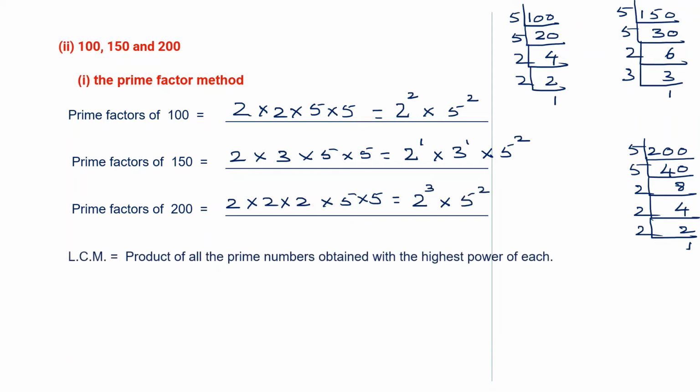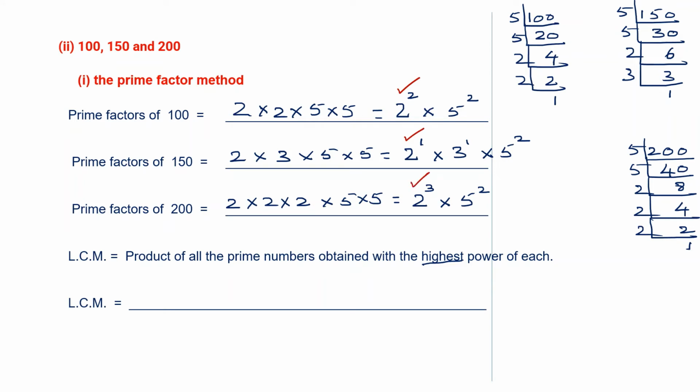Now to find the LCM, we have to multiply the prime numbers obtained with the highest power. So let's start. Now here we are starting with 2. Let's see the highest power of 2 in these three numbers. The highest power of 2. Here we have 2 to the power of 2. Then we have 2 to the power of 1. Then we have 2 to the power of 3.